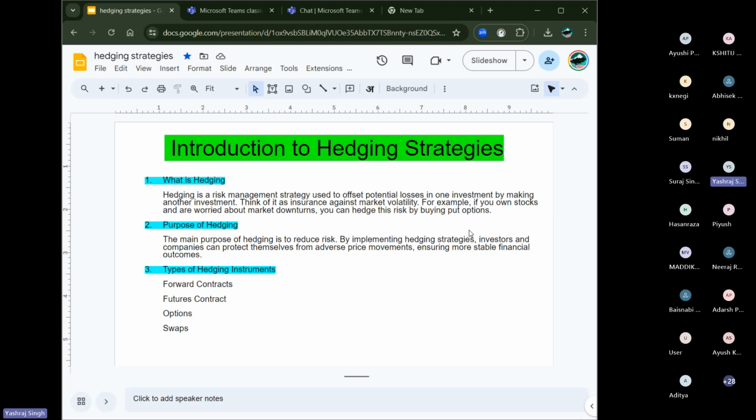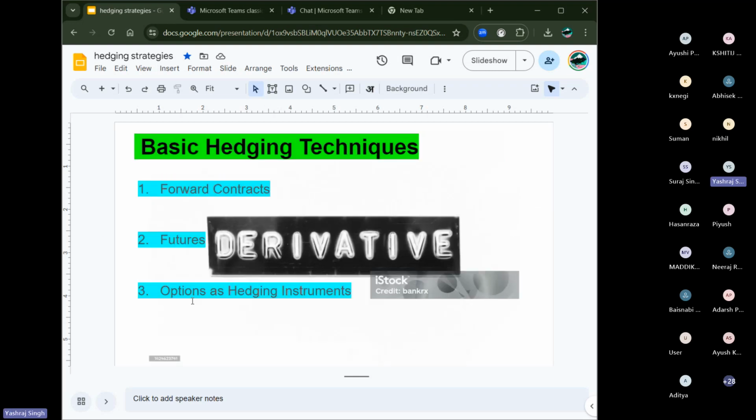So that is something that we need to keep in mind. There are multiple hedging instruments that we have seen, but there are a few very important and key hedging instruments that we have: forward contracts, future contracts, options, and swaps.